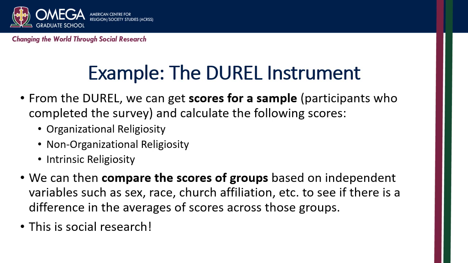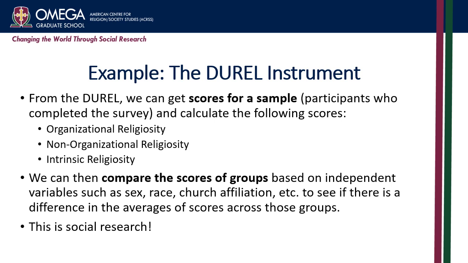So for the DUREL, organizational religiosity is just church attendance. Non-organizational religiosity is private prayer and Bible study, and intrinsic religiosity is how you apply your religion or your faith to your everyday life. So once we have those scores from the sample, we can compare the scores of groups based on independent variables, which we'll talk about in a minute, such as sex, race, church affiliation, to see if there's a difference in the average scores across those groups.